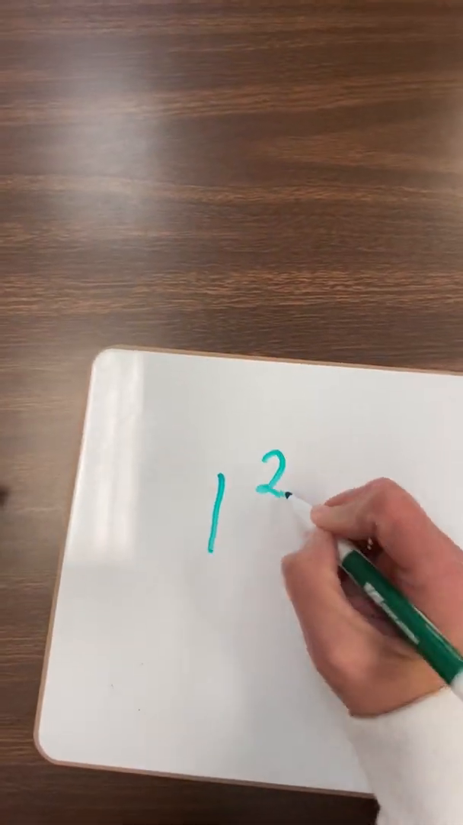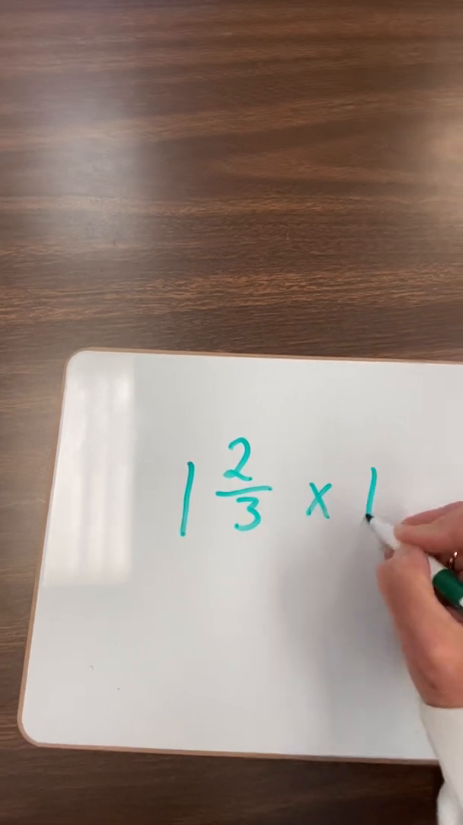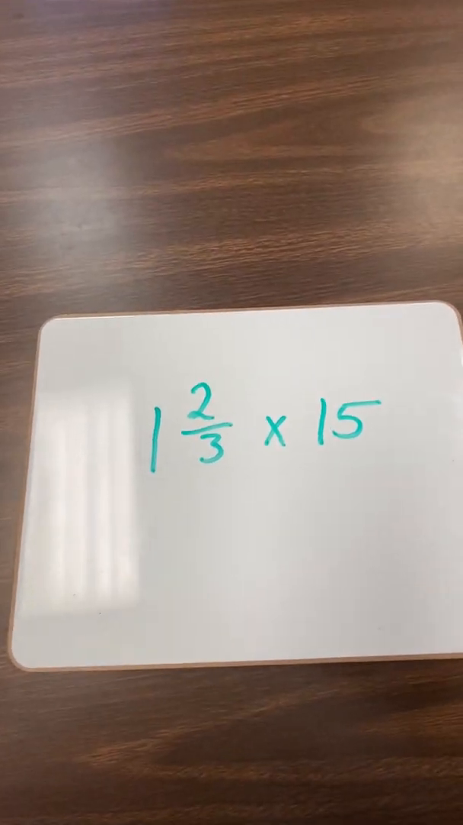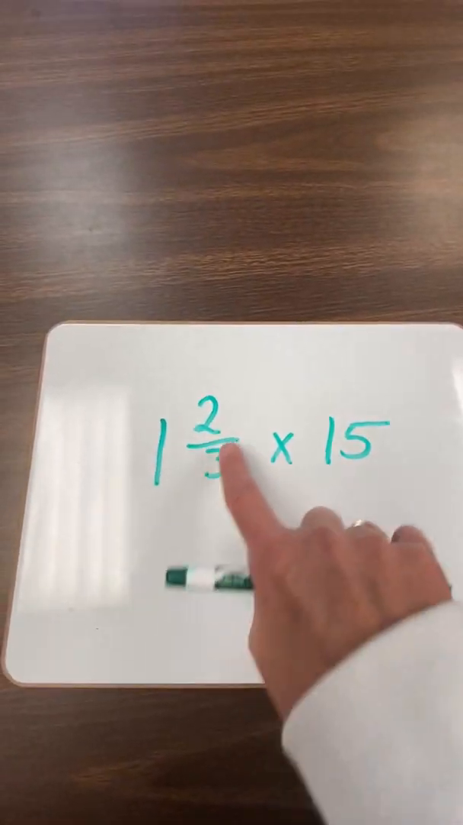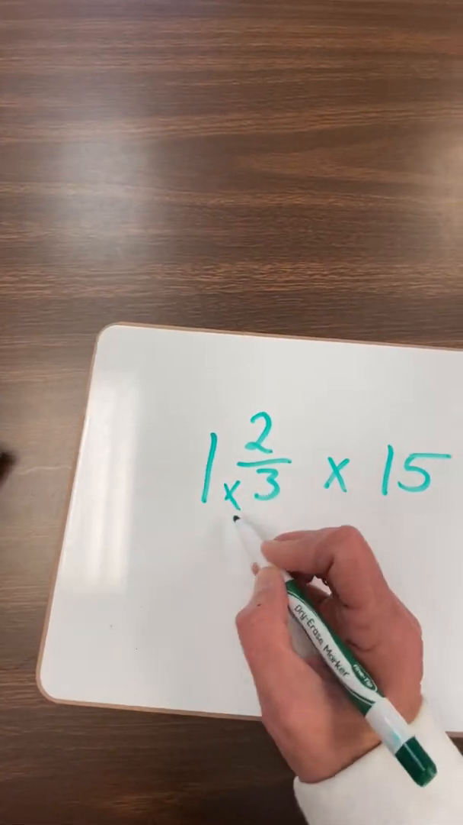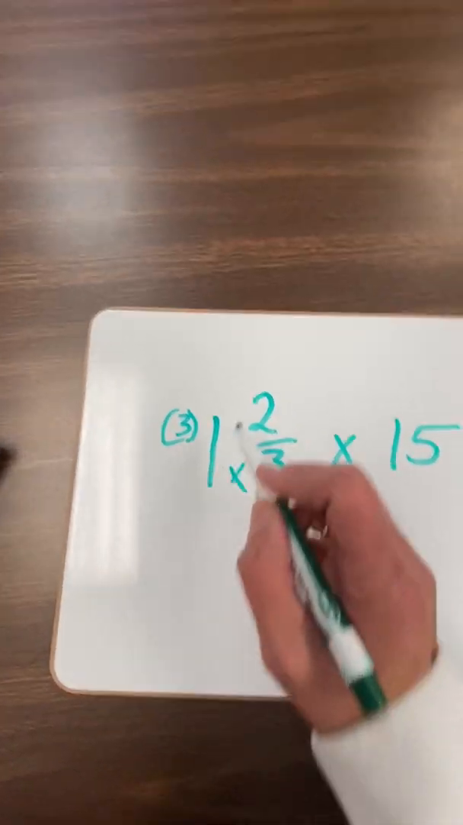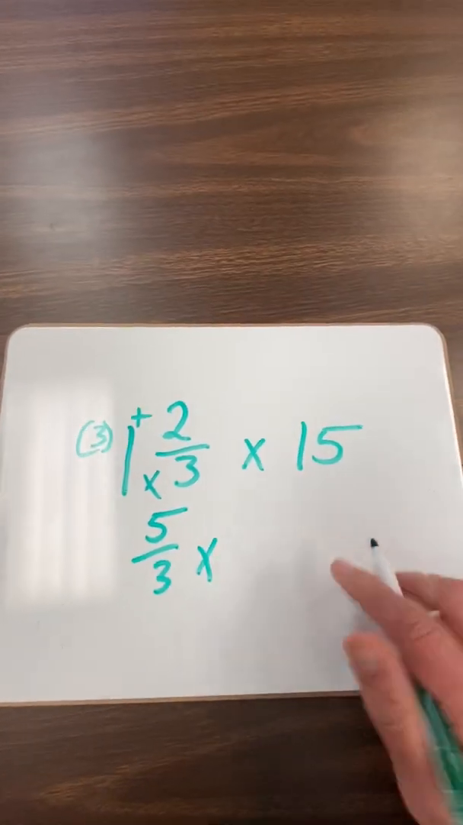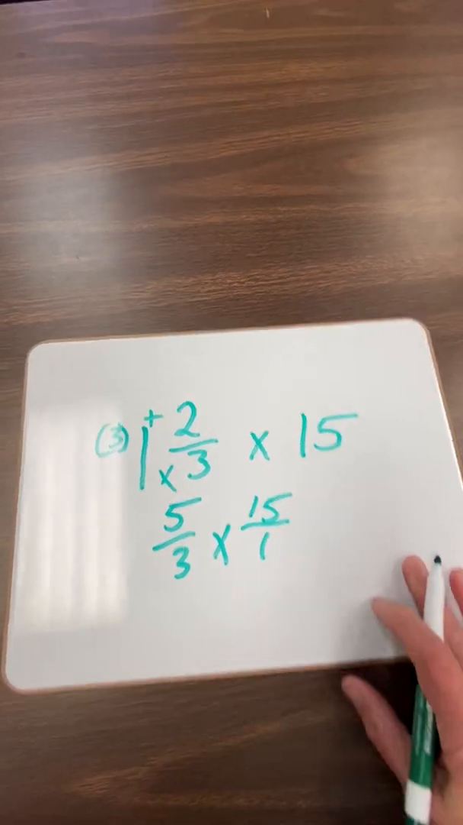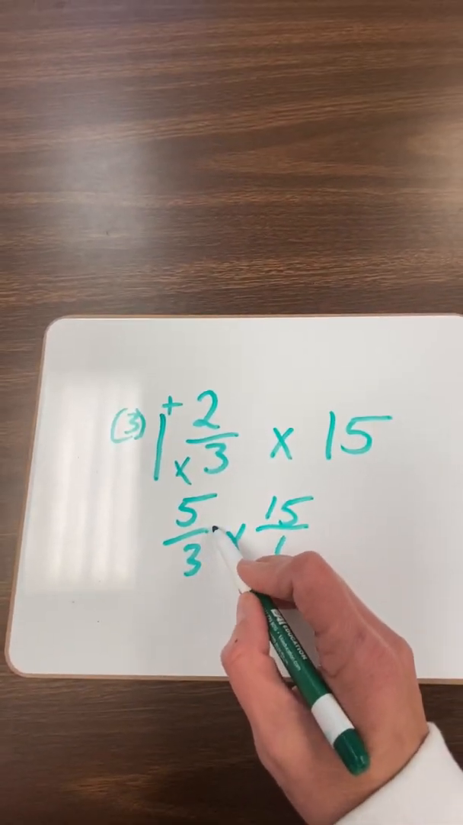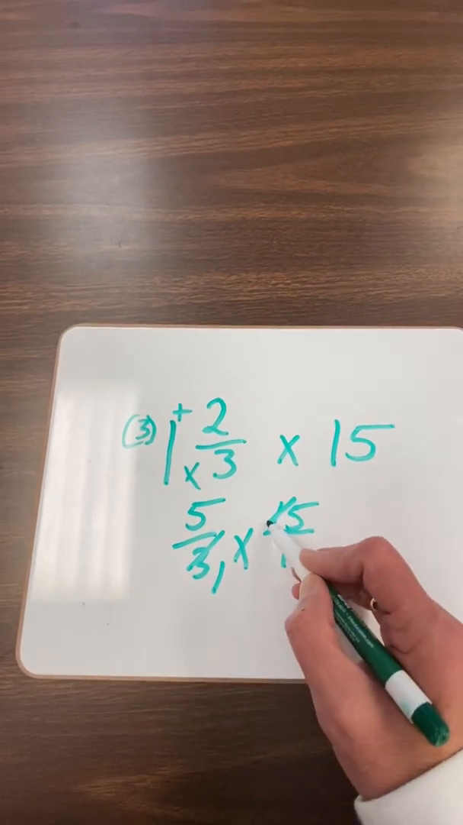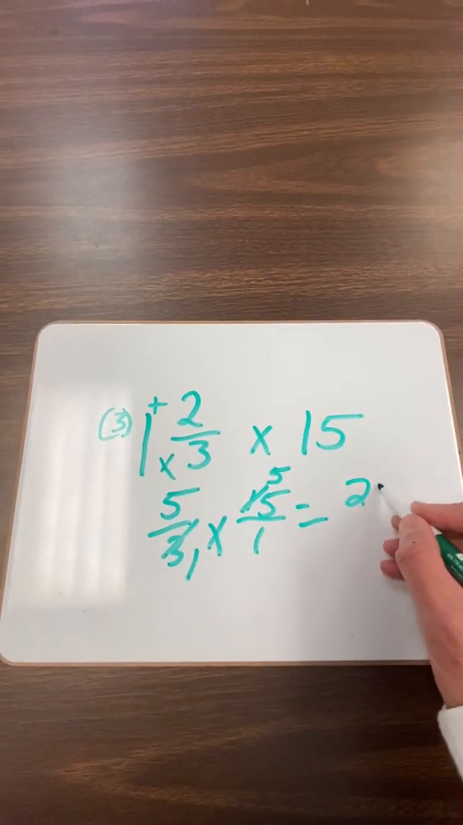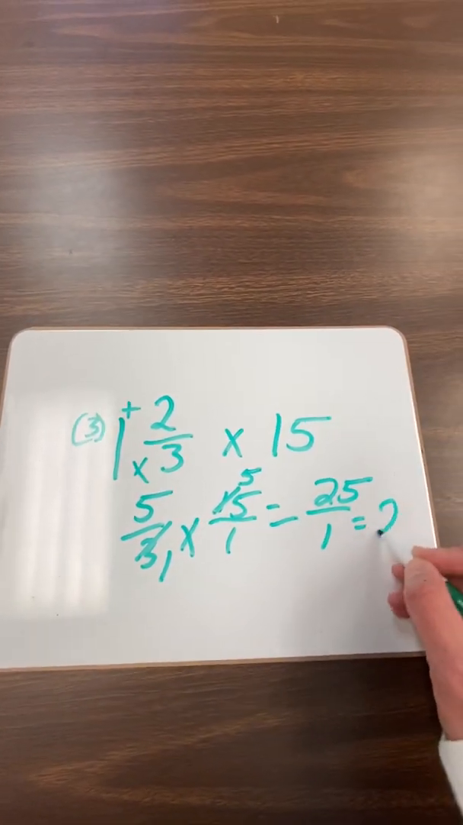Now we're going to do a mixed number by a whole number. Okay? On this one, you still have to convert this to an improper fraction. So 3 times 1 is 3, plus 2 is 5, so 5/3, times 15 over 1, okay? So 3 goes into 3 one time, 3 goes into 15 5 times. Then 5 times 5 is 25. 5 over 1, which goes to 25.